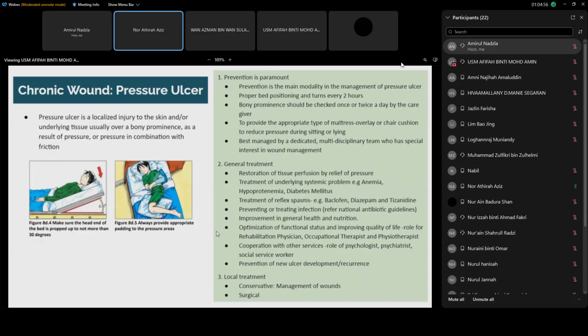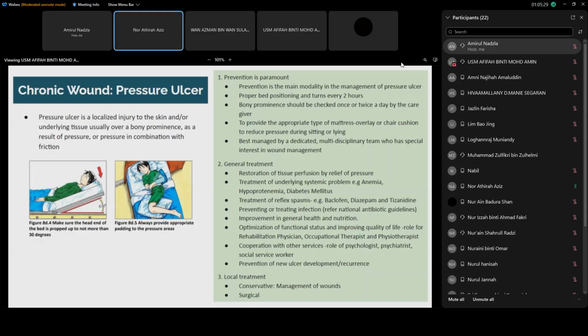Okay, for the general treatment, we have to restore tissue perfusion by relief of pressure. We treat the underlying systemic problem. For example, if patient has anemia or hypoproteinemia or diabetes mellitus, we have to correct it to normal. And then treatment of reflex spasm, we could give patient baclofen or diazepam, and we have to prevent or treat the infection.